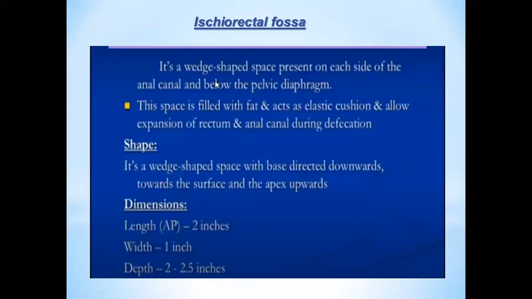As I told you, the ischiorectal fossa is a wedge-shaped space with the base downwards towards the surface, and the apex upward. In terms of its dimensions, the length, anteroposteriorly, is 2 inches. The width is 1 inch, and the depth is 2 to 2.5 inches. So you can very easily remember: length and depth are similar, that is 2 inches, and width is half of the length, that is 1 inch.